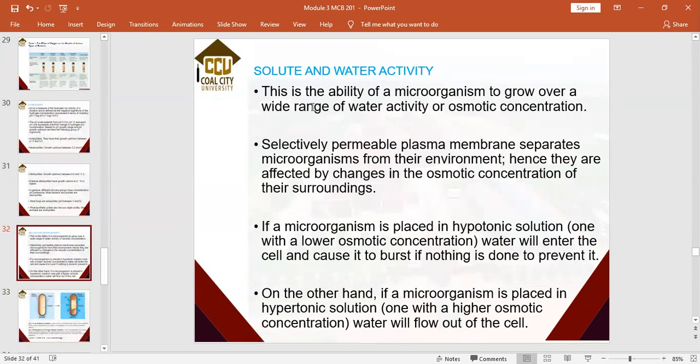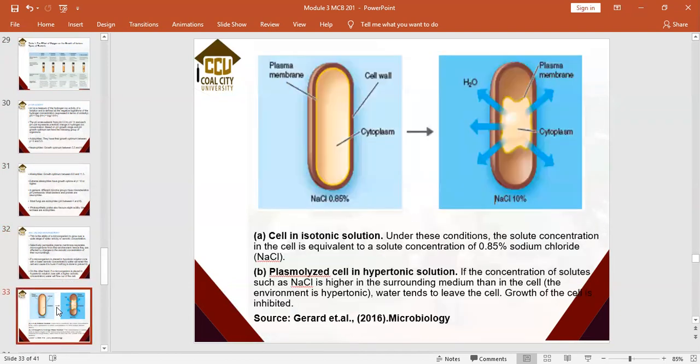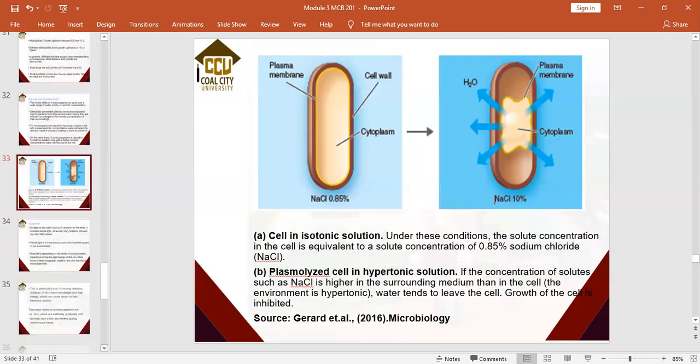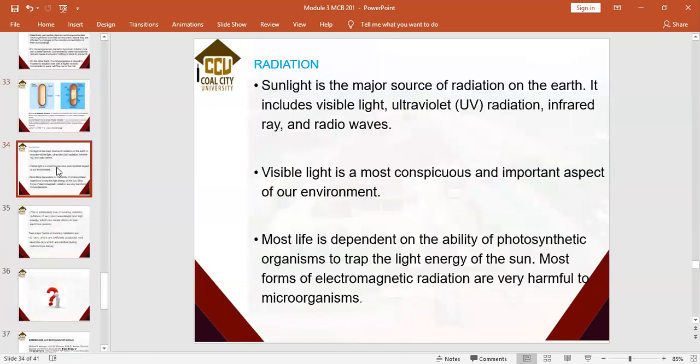Next is solute concentration and water activity. This is the ability of microorganisms to grow over a wide range of water activity or osmotic concentration. We have the selective permeability, which we studied with osmosis and plasmolysis and the rest of them. This is actually what we are talking about. The diagram shows you the cell and the organisms that grow in a higher solute concentration when there is salt, and where there is none, so what happens? It's the same theory that we have in our study of osmosis.